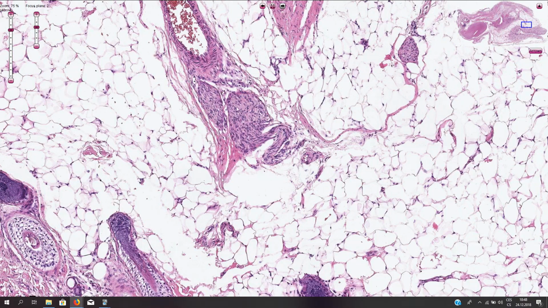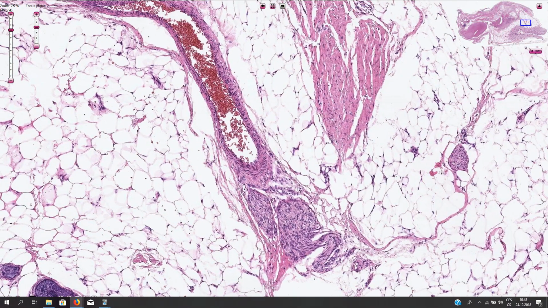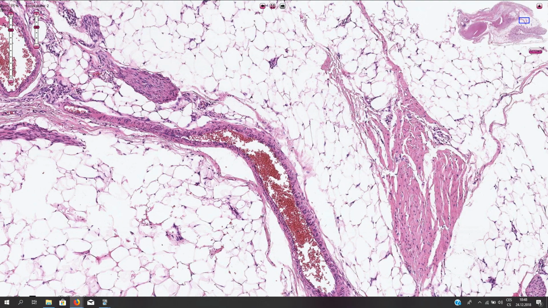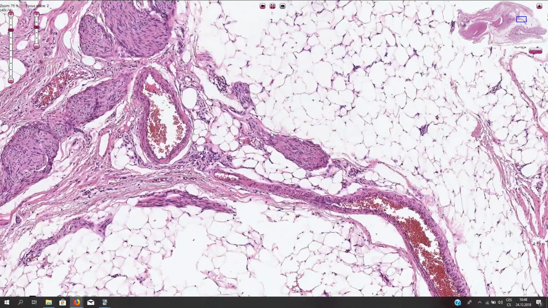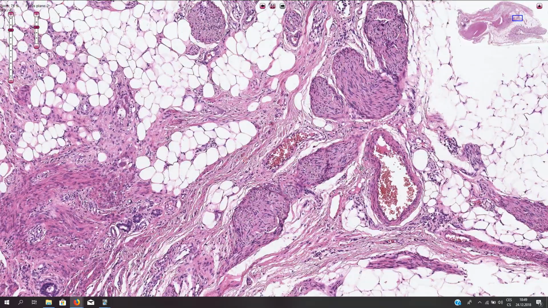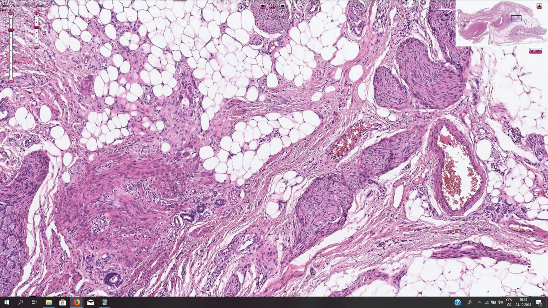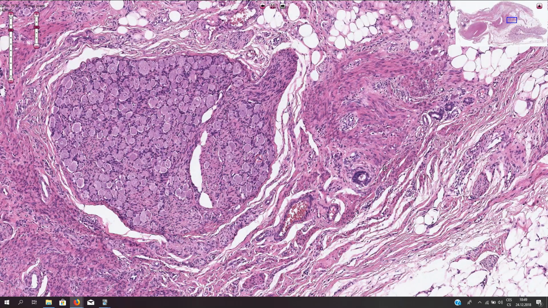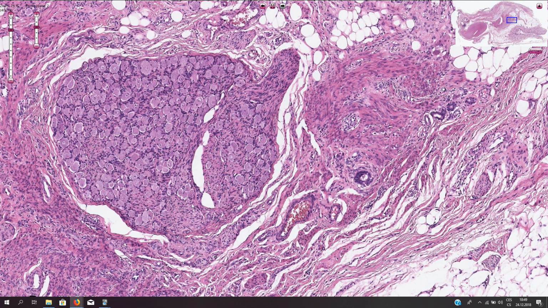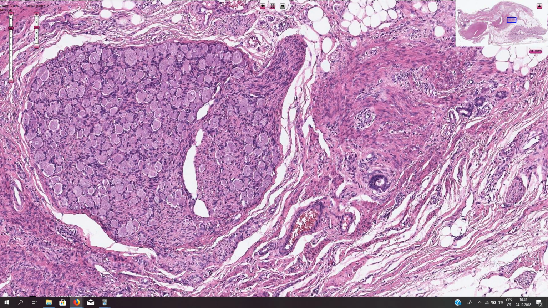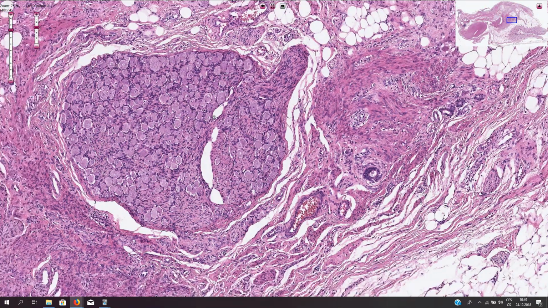Here we have some nerves, the blood vessel with erythrocytes in the lumen. This is smooth muscle cell component and other nerves here. Another blood vessel. We have something that resembles small glands, maybe eccrine type of glands. And this is the ganglion or the nerve ganglion with these large ganglion cells and the perineurium on the periphery.